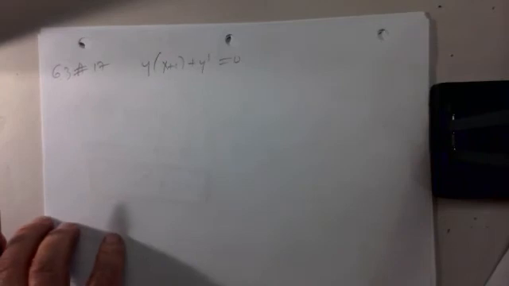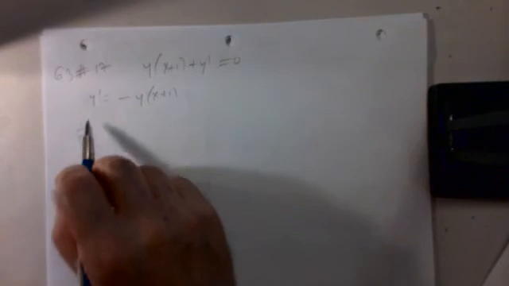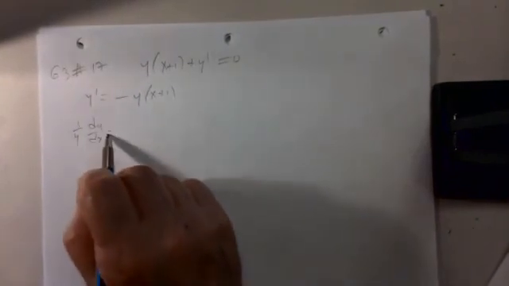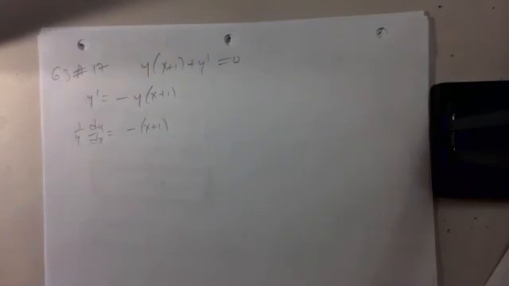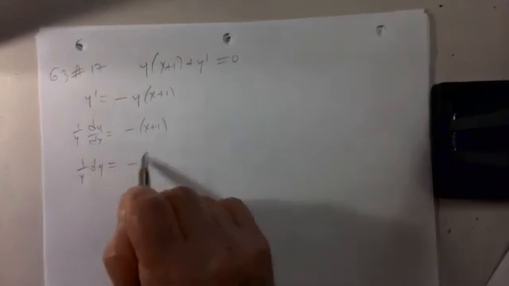So again, I want to do a little bit of high school algebra to separate the variables. So the y's are on the left and the x's are on the right. So I could say, first of all, y prime is minus y times x plus 1. But I don't want the y on this side, I want it over here. So I divide: 1 over y times y prime, or dy dx, is minus x plus 1. And now the variables are separated. I can write 1 over y dy is minus x plus 1 dx.